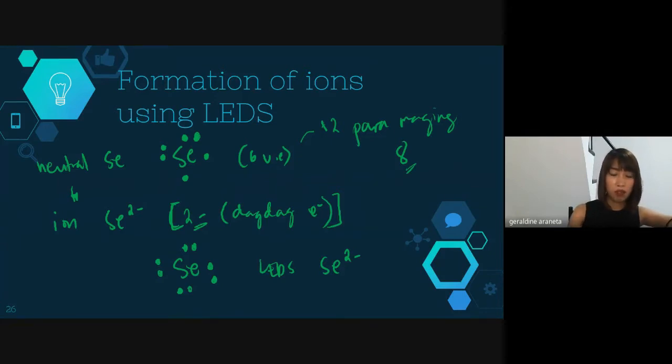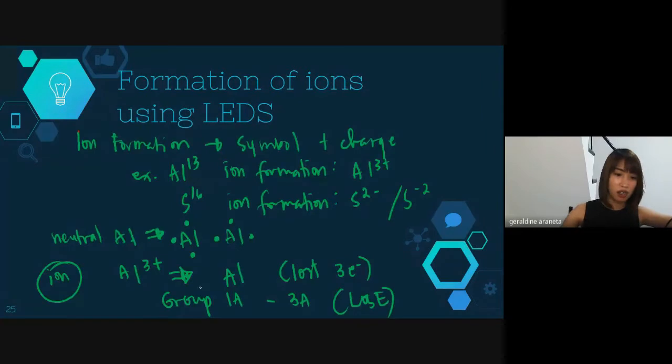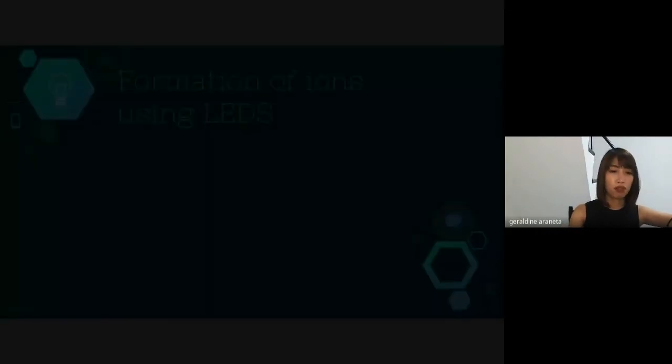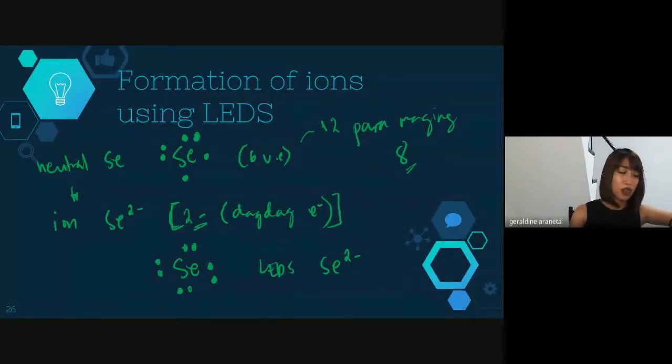When the charge is positive, like this, we subtract. Subtract 3 electrons to make this aluminum stable. But for the negative charges, you have to add electrons. Did you get it, somewhat?